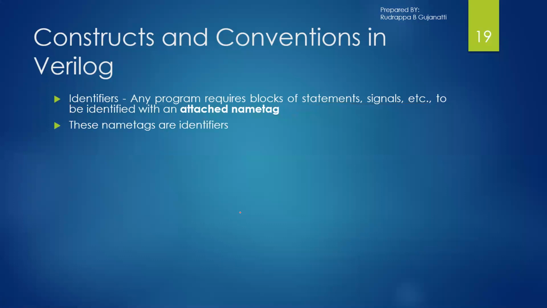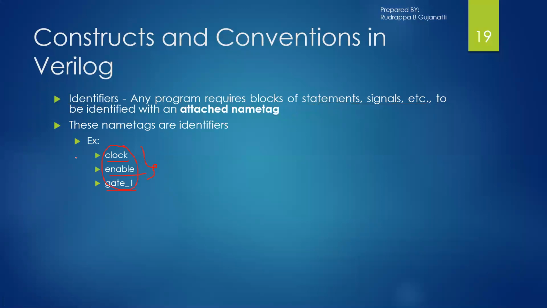Now these name tags themselves are the identifiers. Name tags, for example, can be clock, enable, gate one. These are just a few examples. So clock is the name tag or the identifier, enable is a name tag or the identifier, gate underscore one is a name tag or an identifier. So these are nothing but the variables we speak of in C programming. So such kind of elements.